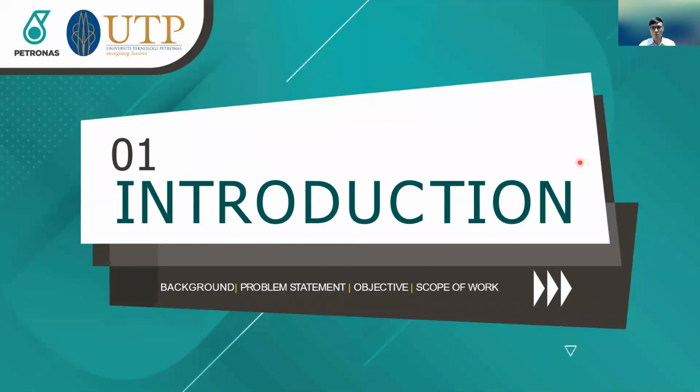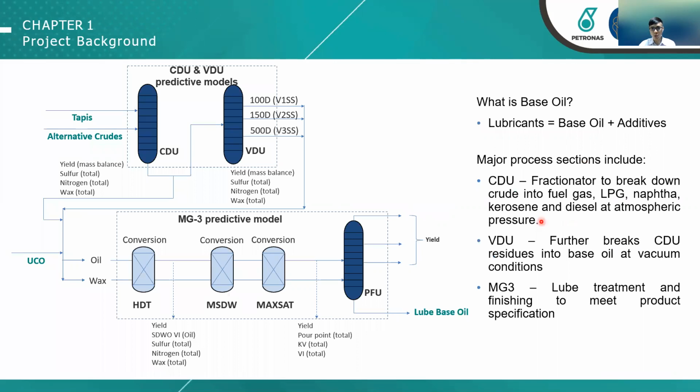In this section, I'll run through the background of this work, its problem statement, and subsequent aims, as well as the scope of this work. To begin with, what is base oil? Base oil is basically lubricant without additives. Base oil may have multiple grades, which are mainly defined by some of these key properties.